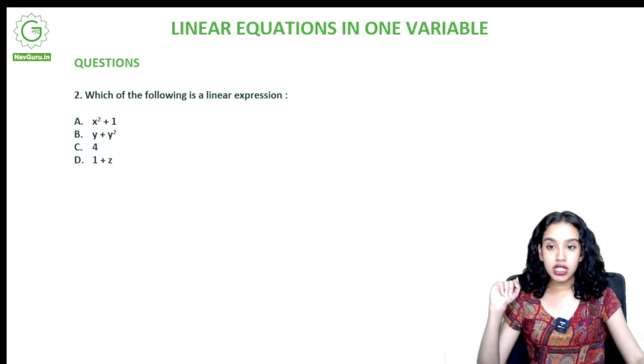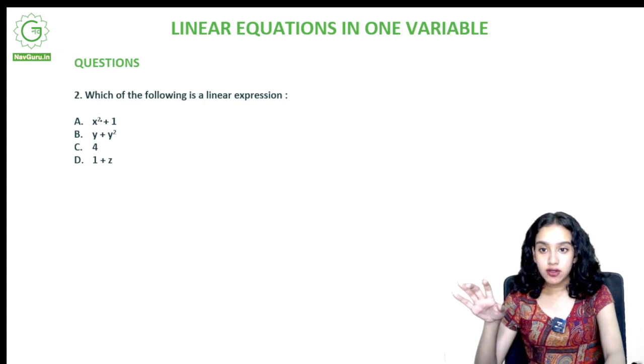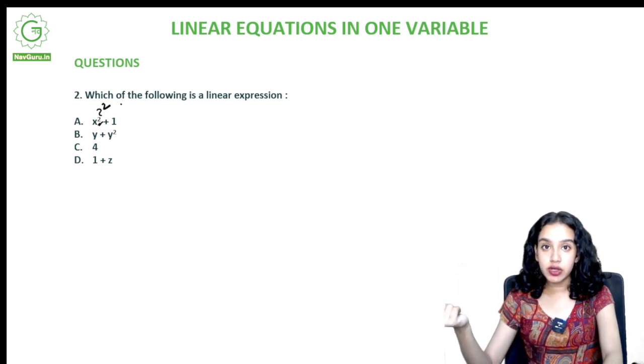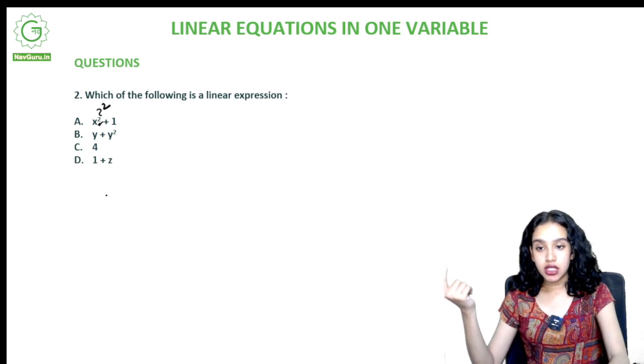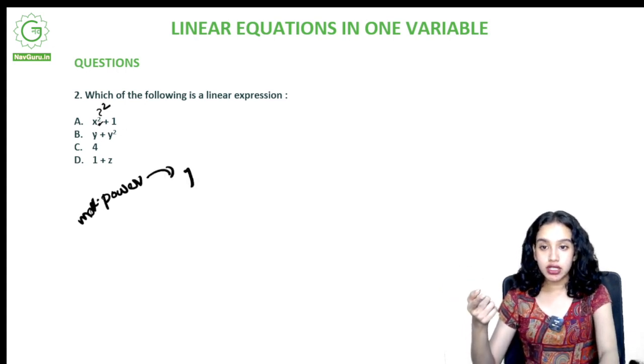Now, which of the following is a linear expression? So we have x square plus 1. We have square, that is 2, as the power of the variable, right? So it's not linear. For linear equations, the maximum power of the variable should be 1, right? So y plus y square, again we have the power of y as 1 here and y square as 2 here. So is this a linear expression? No, it's not a linear expression because we have the highest power as 2 here.